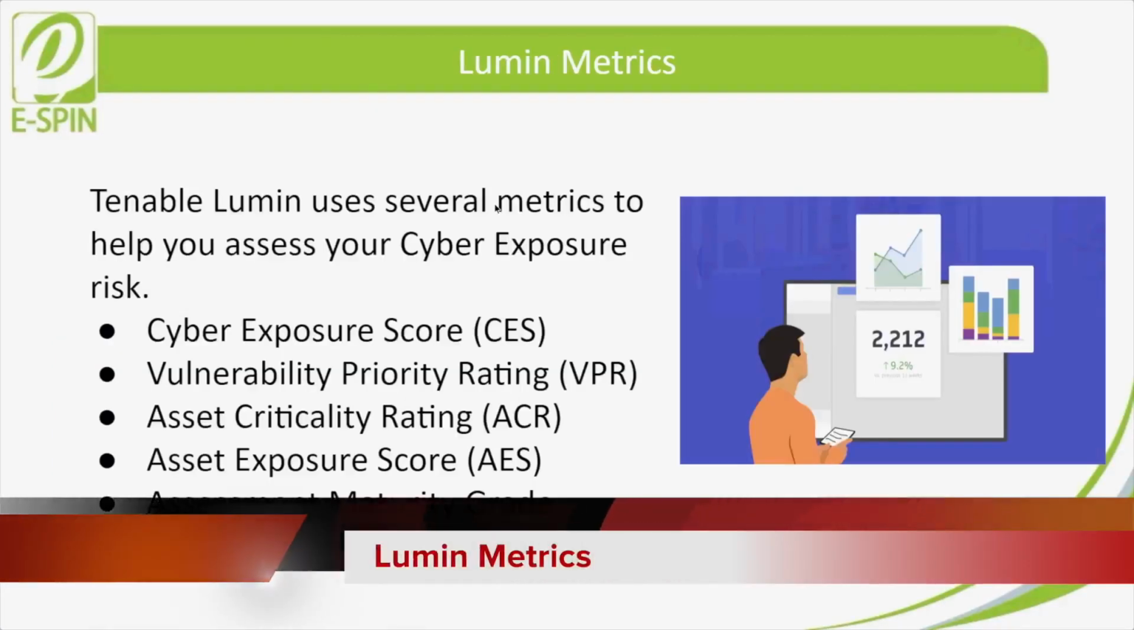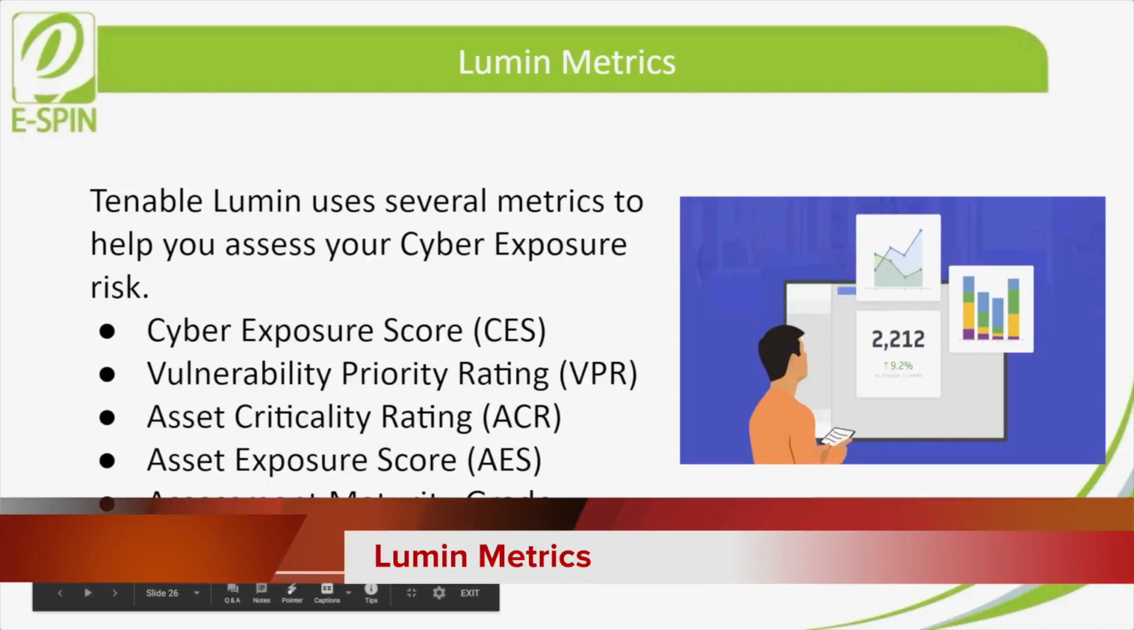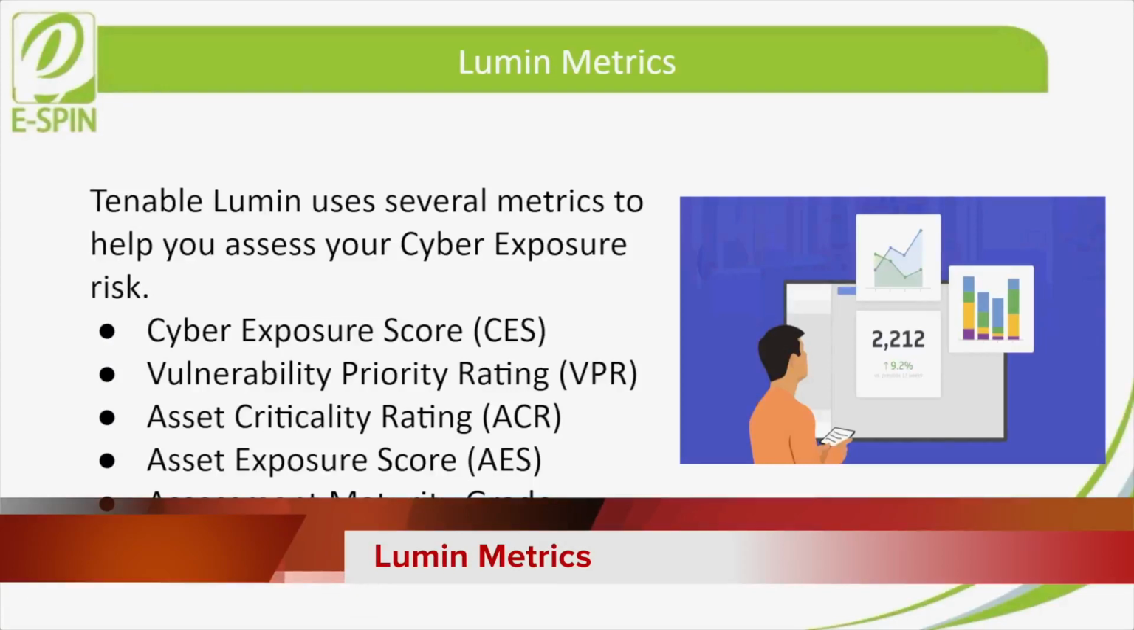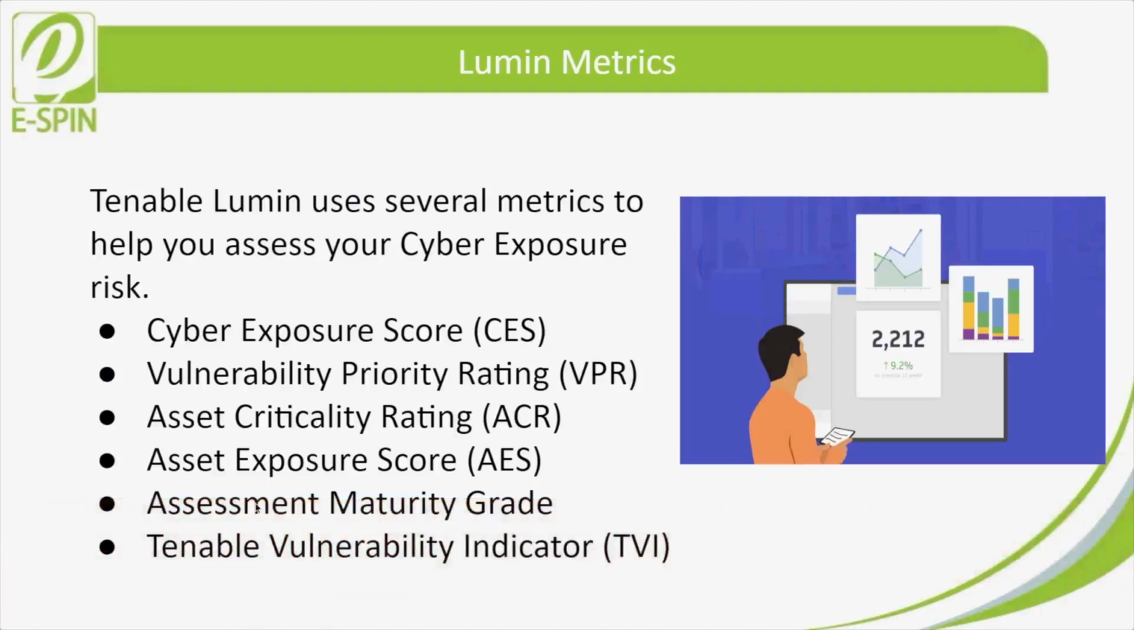Move on to the last part, Tenable Lumin Metrics. Lumin uses several metrics to help users assess their cyber exposure risk. They are: one, Cyber Exposure Score, CES; two, Vulnerability Priority Rating, VPR; then Asset Criticality Rating, ACR. The fourth one is Asset Exposure Score, AES. The fifth one is Assessment Maturity Grade. Then the last one is Tenable Vulnerability Indicator, or TVI.